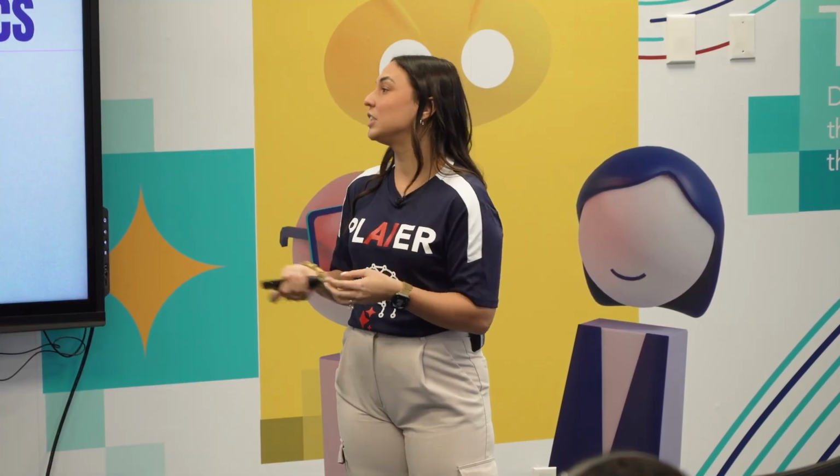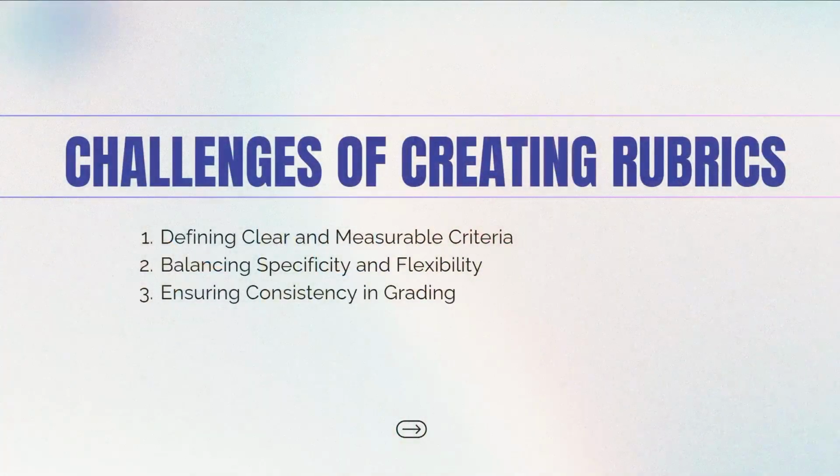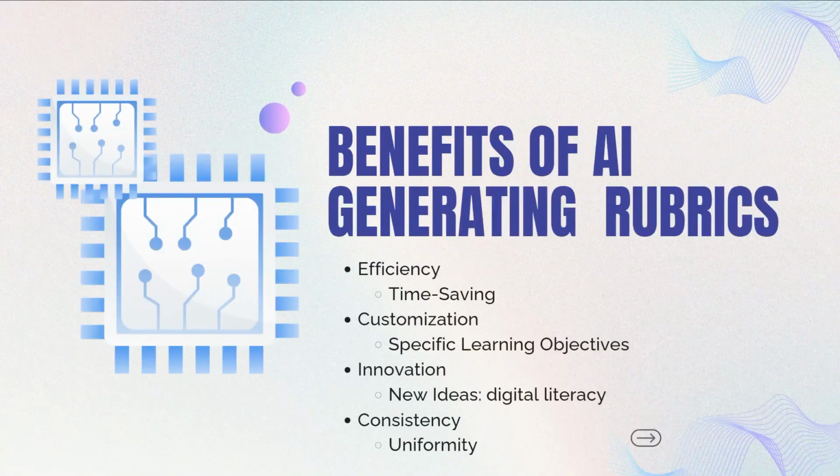So one challenge is defining clear and measurable criteria. Is this what we actually want the student to learn? That might take time to develop. Another is balancing specificity and flexibility. And a huge one is ensuring consistency in grading. Again, sometimes we can be biased or have ambiguity towards our grading. So with a rubric, we know it needs to be consistent throughout, so everyone gets that same learning experience.